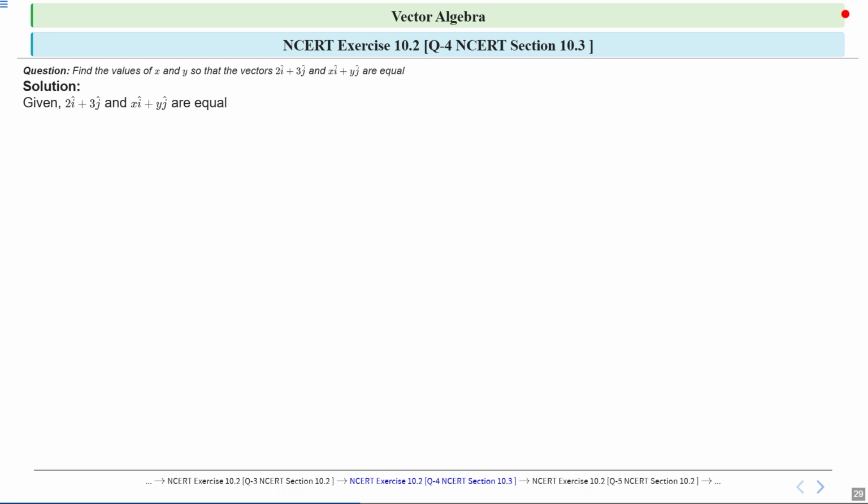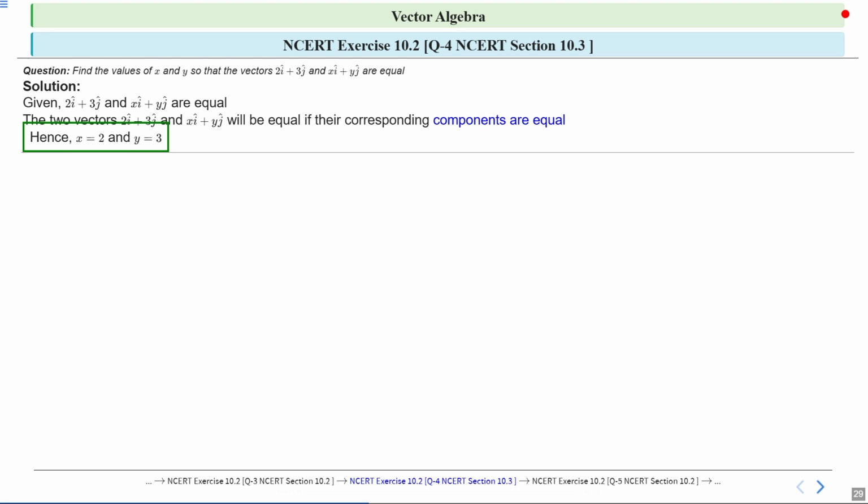Now it is given that 2 i cap plus 3 j cap and x i cap plus y j cap are equal. So the two vectors will be equal if their corresponding components are equal. Hence we can say that x is equal to 2 and y is equal to 3.